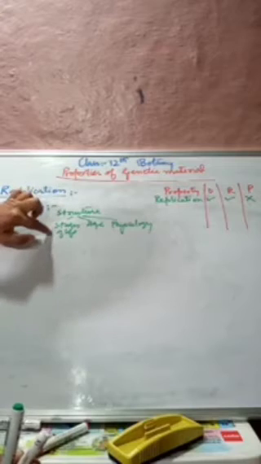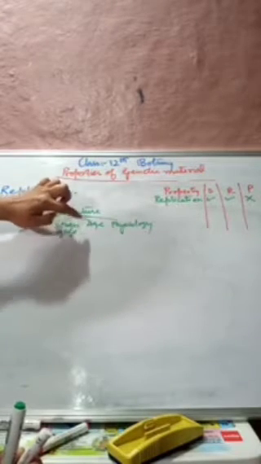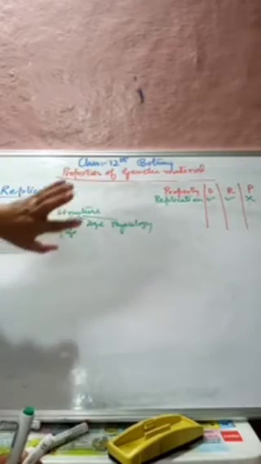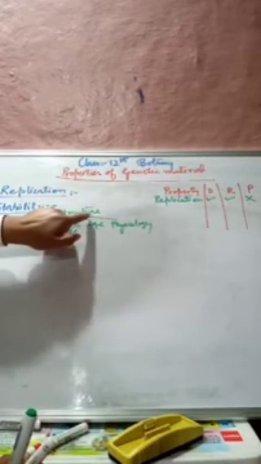So genetic material should show stability, and this stability means it should not change. We will say that genetic material should not change its structure with change in the stages of life, with change in the age, or with the physiology.